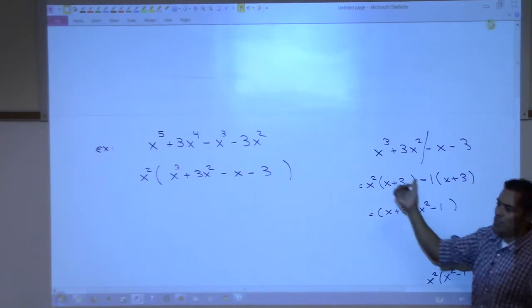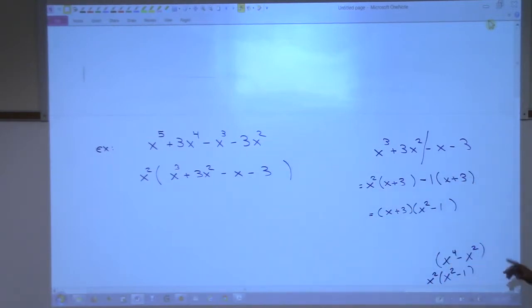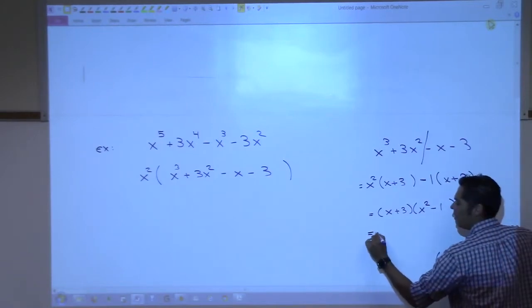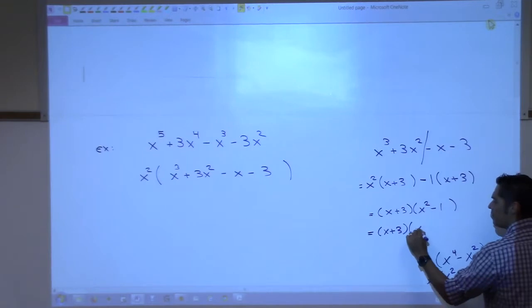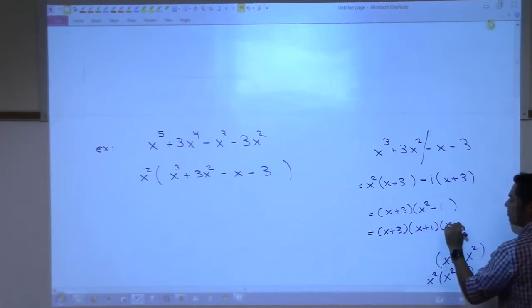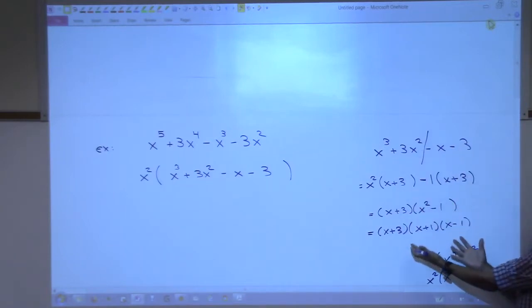So if you do the GCF on the front side of the problem, then you don't run into that trouble later. Now I'm not done. Hold on, let me finish. I've got x plus 3 here, right? Difference of squares, this becomes x plus 1, x minus 1. We've talked about that. Y'all seemed okay with that. That's what this is, right?